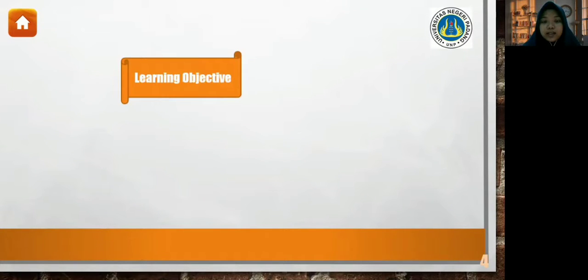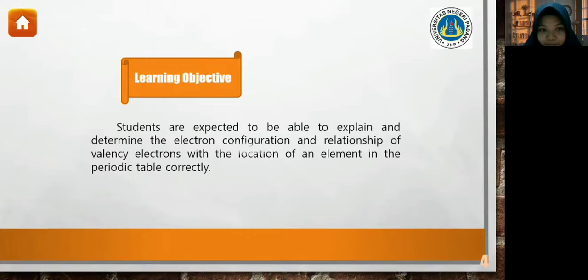Next is learning objective. Students are expected to be able to explain and determine the electron configuration and relationship of valency electrons with the location of any element in the periodic table correctly.